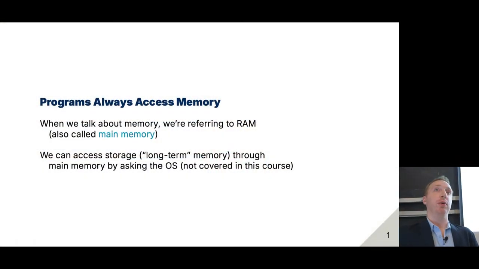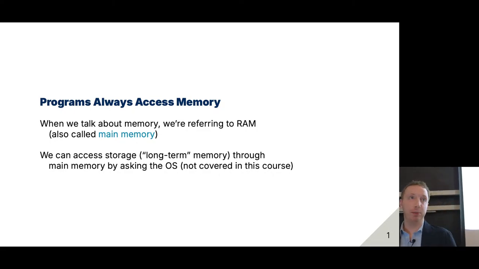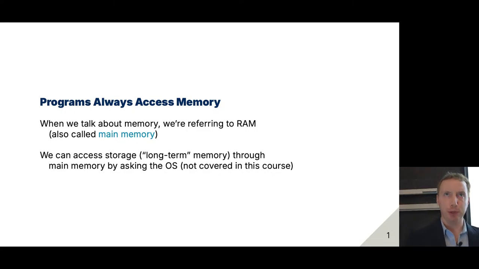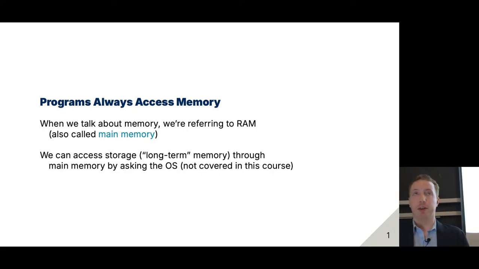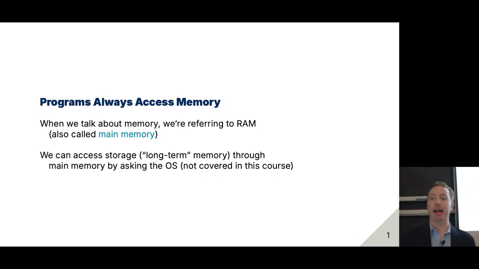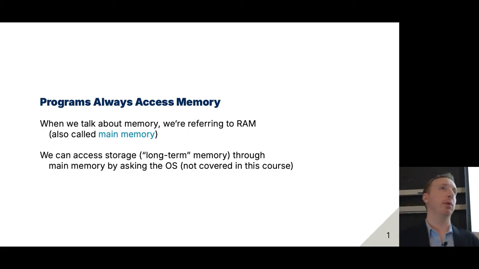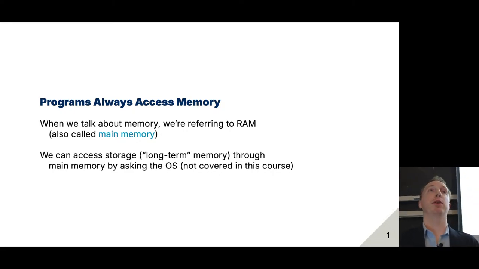All right, welcome back to Computer Fundamentals. Thank you for joining me again today. So, today we get to talk about variables, and we have to rewind a bit and talk again about how computers work. So, programs always access memory, and when we talk about memory, we're referring to RAM or random access memory, also called main memory. Those things all mean the same thing.